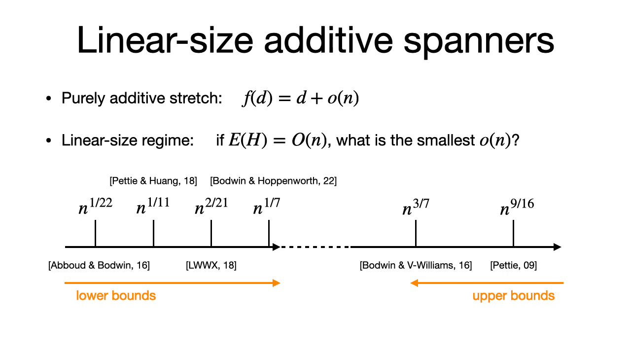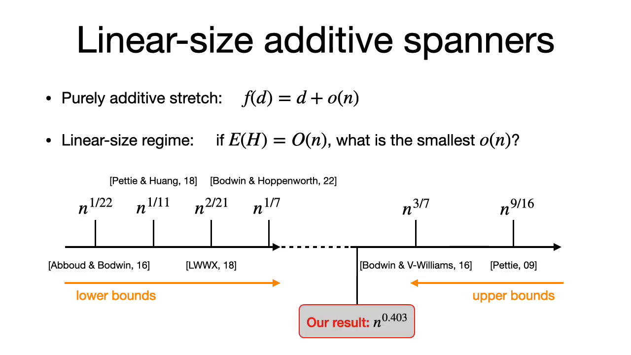There have been studies on both the upper bound side and the lower bound side. On the upper bound side, the first non-trivial upper bound of n to the 9/16 was given by Pettie in 2009, which was improved later to n to the 3/7 by Bodwin and Vassilevska Williams in 2016. On the lower bound side, the currently best lower bound is n to the 1/7 by Bodwin and Hoppenworth in 2022.